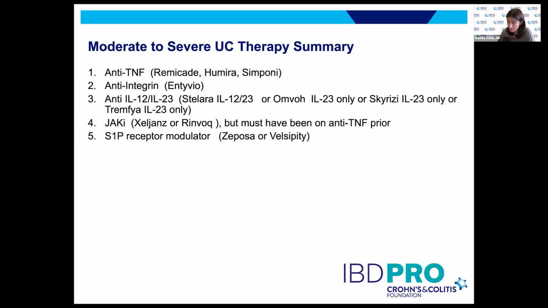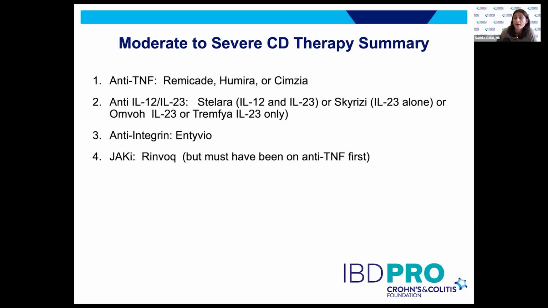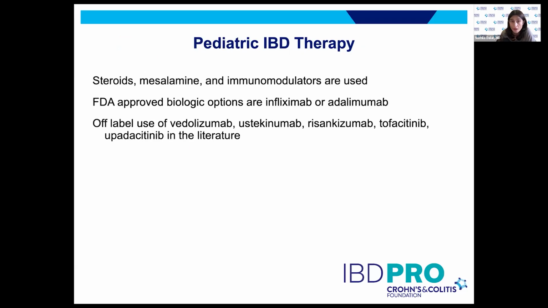Okay, so in summary, moderate to severe ulcerative colitis therapy includes anti-TNF medications, anti-integrins, anti-IL-12/23s, JAK inhibitors, or S1P receptor modulators. Moderate to severe Crohn's disease includes anti-TNF therapies, anti-IL-12/23 therapies, anti-integrin, and a JAK inhibitor, upadacitinib.